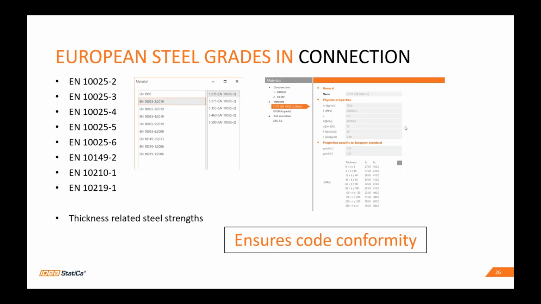The Ideostatica material database has been appended by more European sections according to specific product sheets. Putting my UK hat on here, this is going to be extremely useful for the UK engineers, where the UK National Annex refers to these product sheets. We're also maintaining the thickness-related steel strengths that are built into Eurocodes and the annexes. And again, this keeps us up to date with current Eurocode strategy.